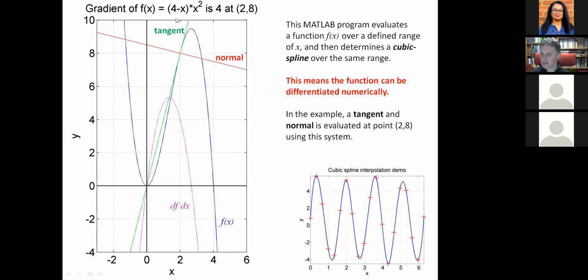So here's a sort of problem that you might have at school. 4 minus x times x squared, that's a cubic. And you might be asked to plot this. That's the blue curve. We know that it's got a 0 at 4 and a 0. And we've got a maximum and minimum we can find by differentiating this, expanding it out, and working it through.